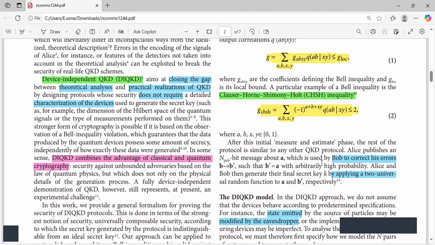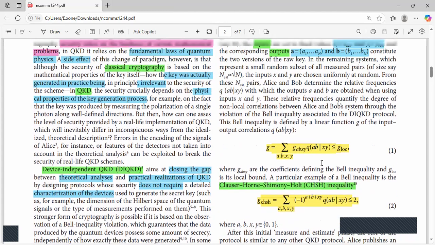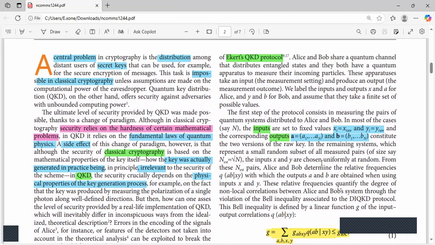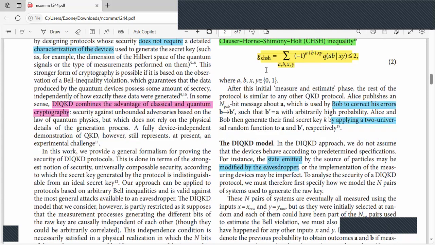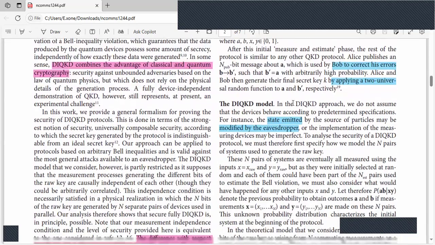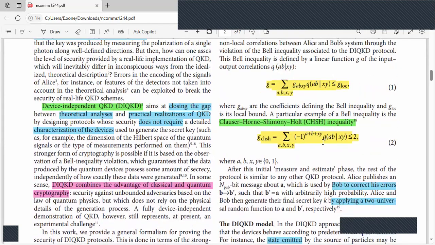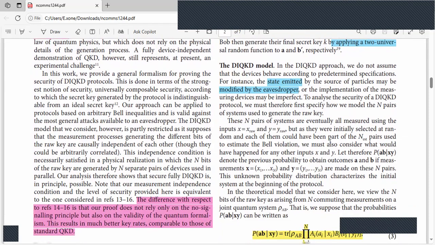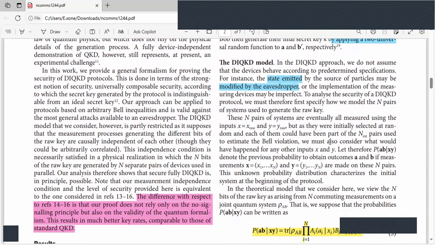So this is the general form of the device-independent QKD protocol, and it is the specific form of the Ekert protocol. That is the entanglement-based protocol, and its security only depends upon the Bell inequality, that is the CHSH inequality that we described in equation 2. So the device-independent QKD model is just the generalization of the simple protocol, and there is no assumption on the state emitted by Alice, and there is no assumption on the measurement devices that Alice and Bob are using.